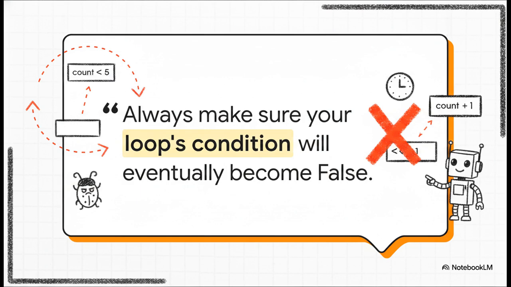The count just stays at 1 forever, and 1 is always going to be less than 5. Because the condition never ever becomes false, your code gets trapped. It runs over and over again into infinity, totally freezing your program. Always, always remember to update your conditions.